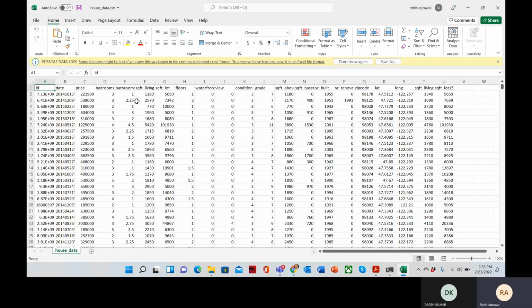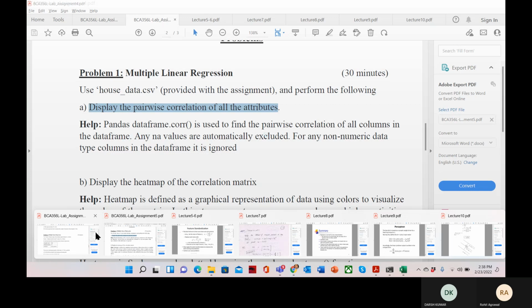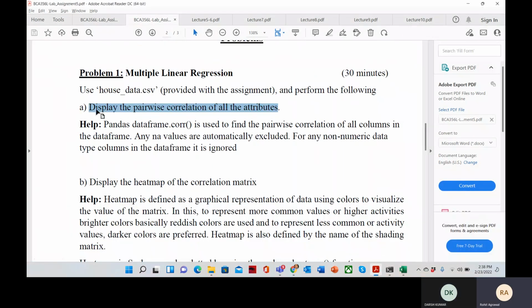Because in the lecture we also discussed how to eliminate irrelevant features. So this time we will see the correlation coefficients between the different features, and then we will select some of them. So the first is clear why I am talking about this. Display the pairwise correlation coefficient of all the attributes.